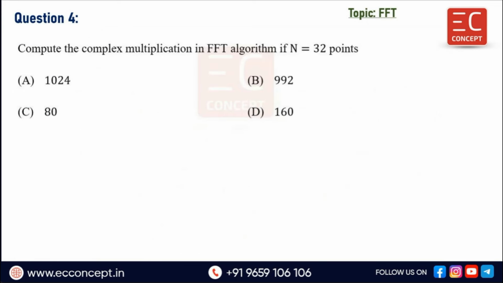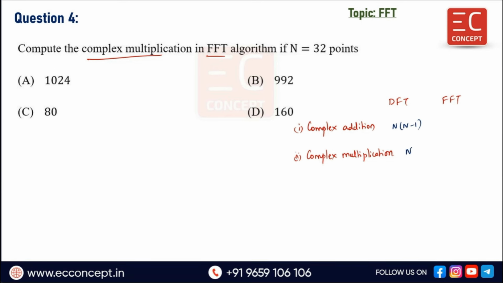Next question: compute the complex multiplication in the FFT algorithm, where N is given as 32. We need the complex multiplications for FFT. For DFT, complex addition is N into N minus 1, and complex multiplication is N squared. In the case of FFT, complex addition is N log to the base 2 of N, and complex multiplication is N by 2 into log to the base 2 of N.